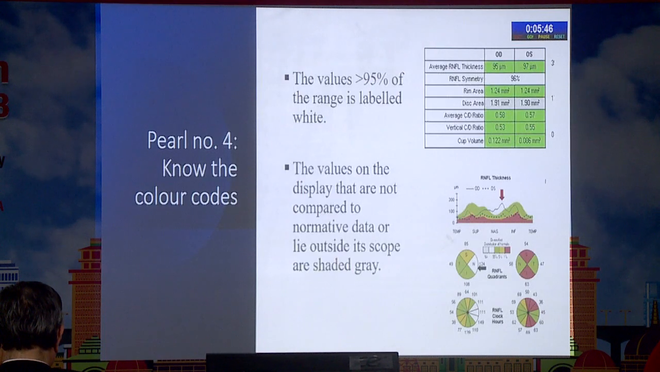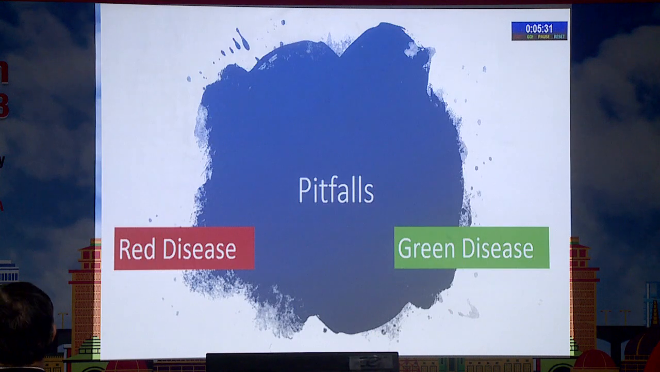Next, we must know the color codes. This is important because the values more than 95% are labeled as white, and the values that are not compared with the normative database are shaded grey. So not only red and green, we should also know white and grey besides red and green.